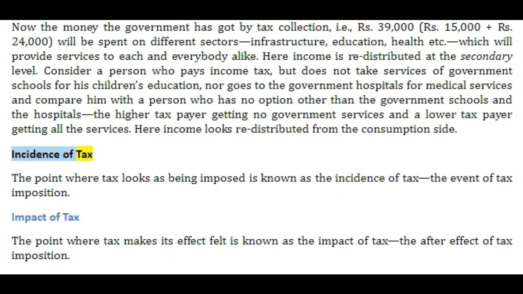Incidence of tax. The point where tax looks as being imposed is known as the incidence of tax, the event of tax imposition. Impact of tax. The point where tax makes its effect felt is known as the impact of tax, the after effect of tax imposition.